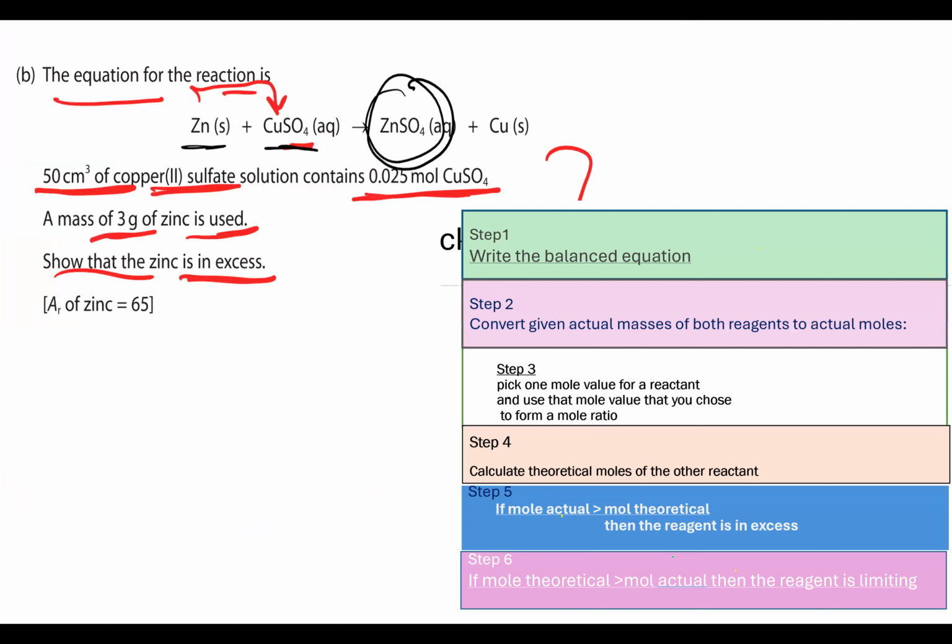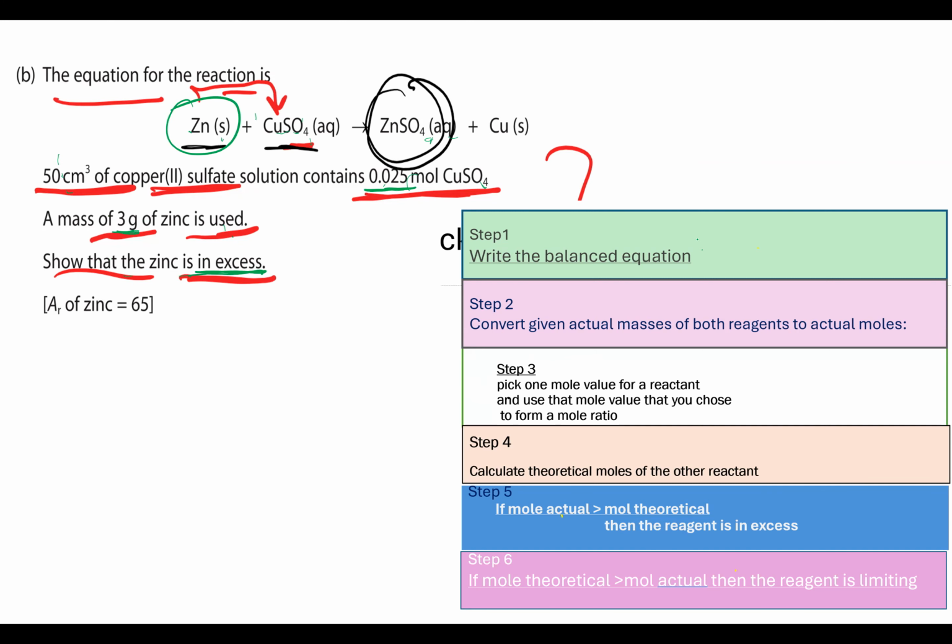Now, let's do it for another example here. In this example, they actually don't give you the mass. They give you the moles, which is much easier. So your zinc reacts with copper 2 sulfate solution. It's a solid with a solution, and then it makes zinc sulfate and copper solid. They gave you the volume, and then they told you what the moles are. And then also of copper 2 sulfate, and then you have 3 grams of zinc. Show that zinc is in excess. So this one is in excess.